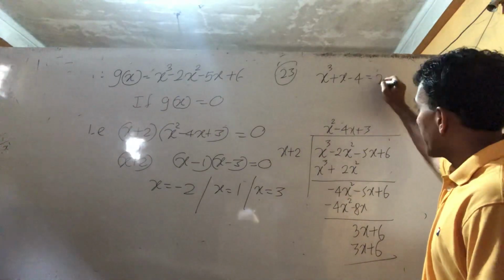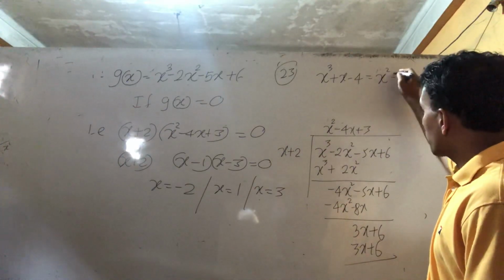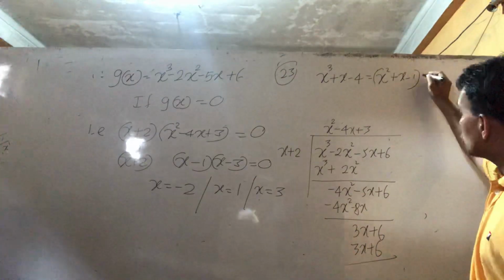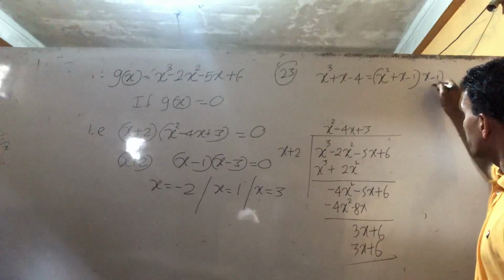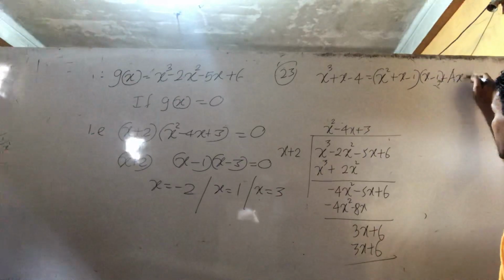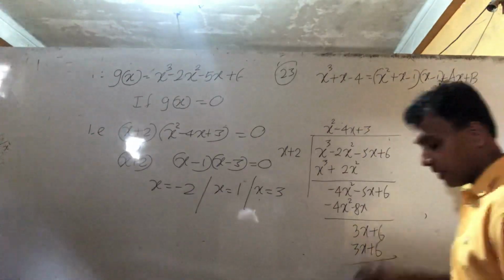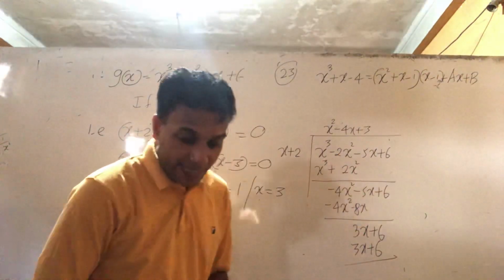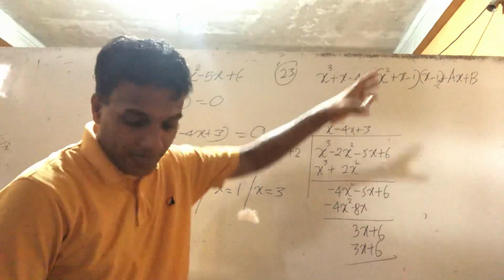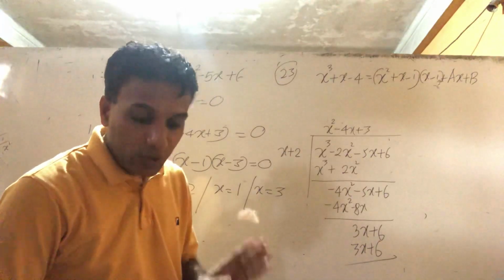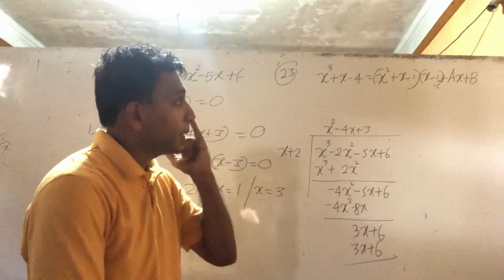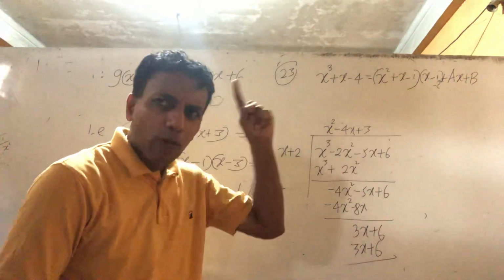equals x square plus x minus 1 times x minus 1 plus a linear part ax plus b. Go and check that this is given, right? X cube plus x minus 4 is given like that pattern, right? For all values of x, find the values of a and b. First we complete the a and b part. That's like a polynomial idea.